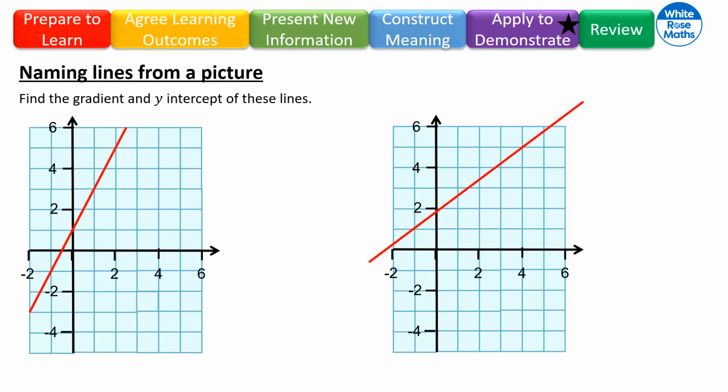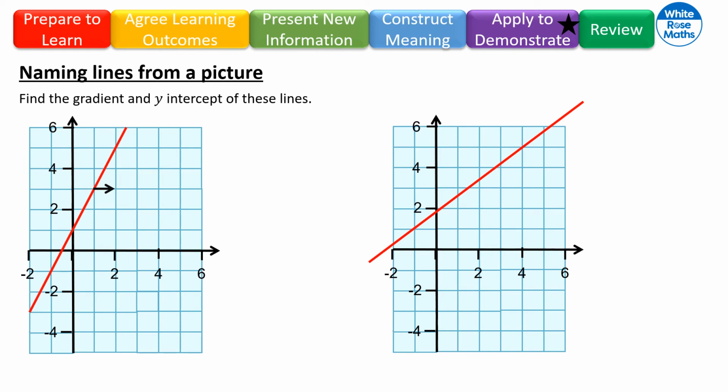Okay, the next part is how do we name a line from a picture? So what we're going to do is make sure that we can find the gradient and y-intercept of the line, and when we've got that, we can write it in the format y equals mx plus c. So first thing we're going to do, the easiest thing to find, okay, is obviously with gradient we can count, so we're going to do that first.